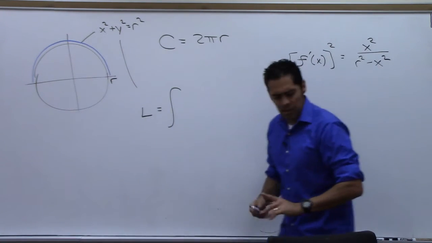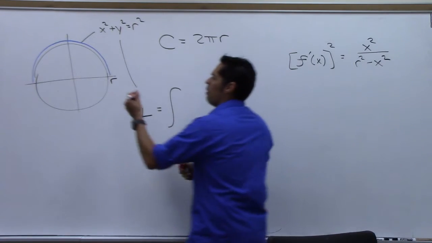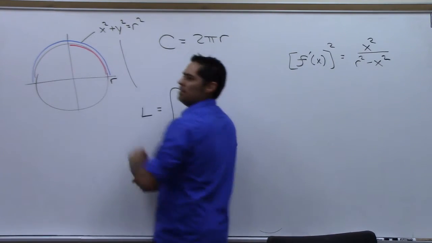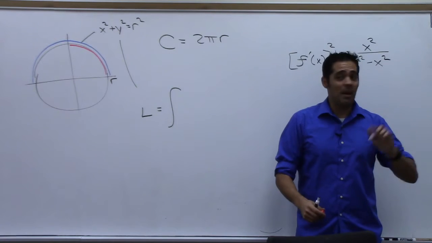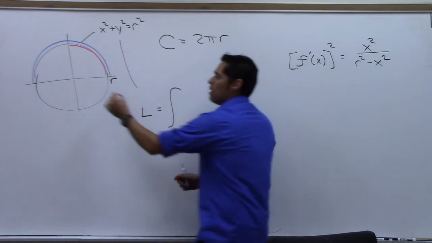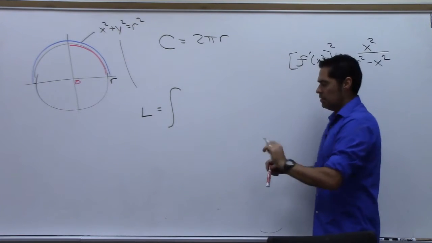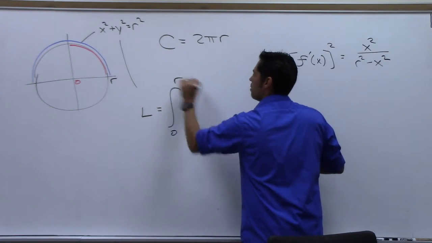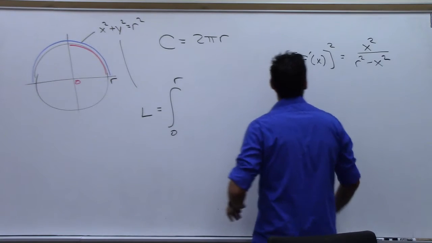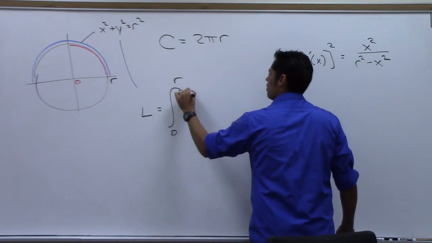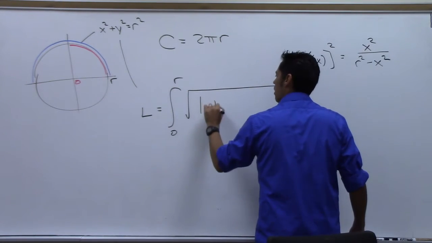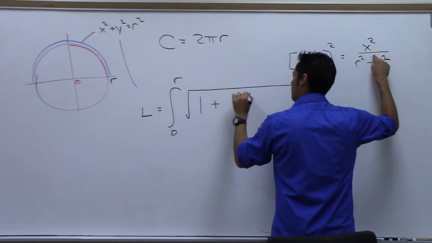Okay, so I'm going to cheat a little bit here. Why don't we just find the length of that and multiply it by 4, so that we can go from 0 to r instead of negative r to r. Is that fair with you? Yes. 0 to r. I'll multiply by 4 at the end. And then I'm going to do the square root of 1 plus this thing, right?